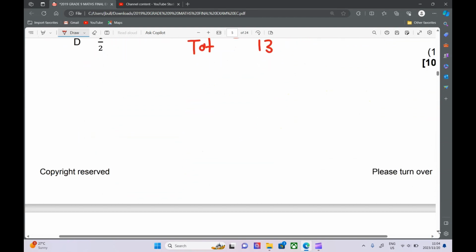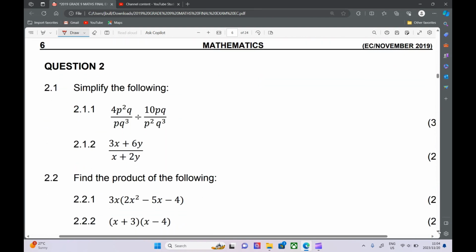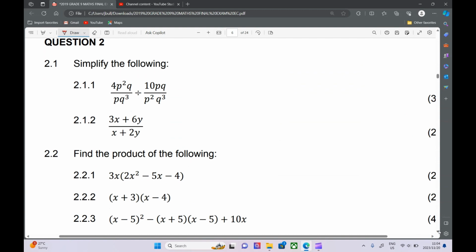Okay, let's have a look if we can do some other questions here. Let's see how much we can get done. I'll try to keep some space here. So this one, 2.1.1, we have got lots of exponents going on.